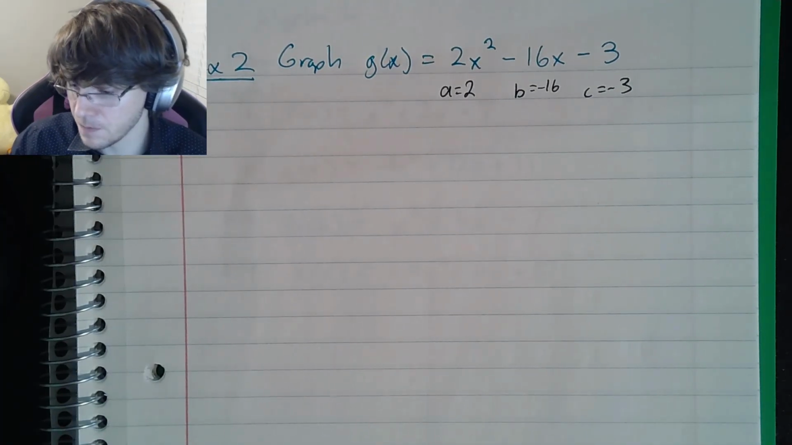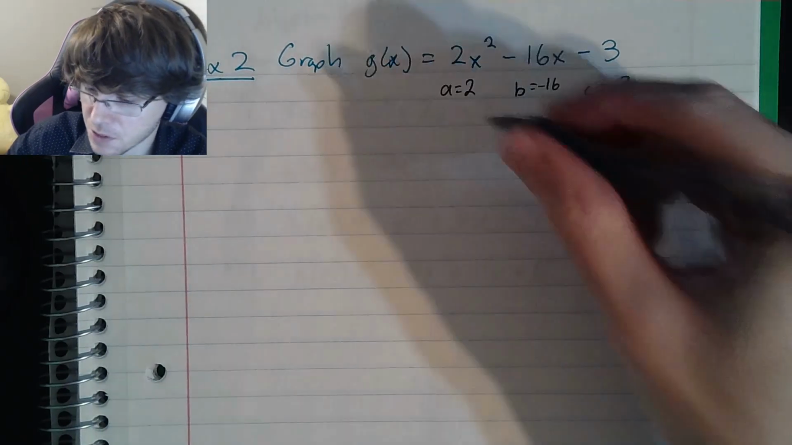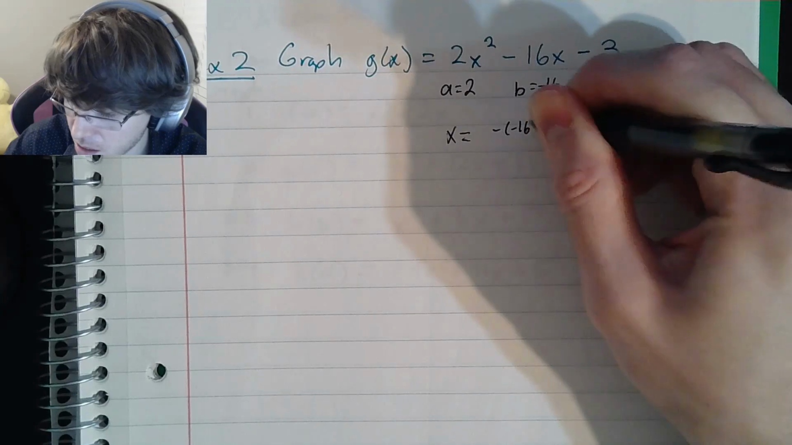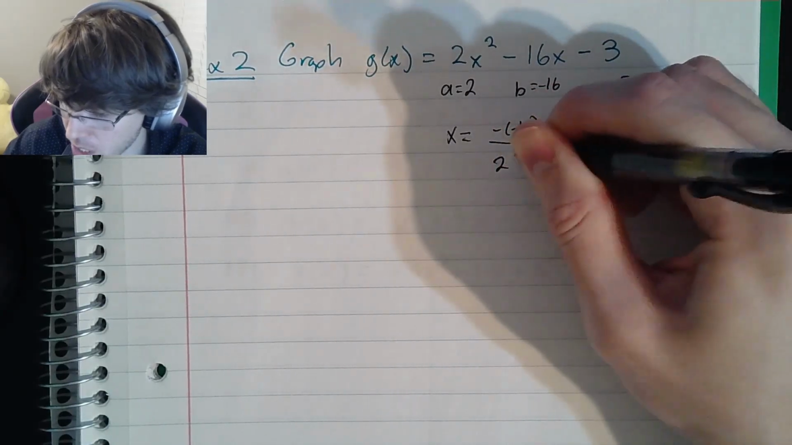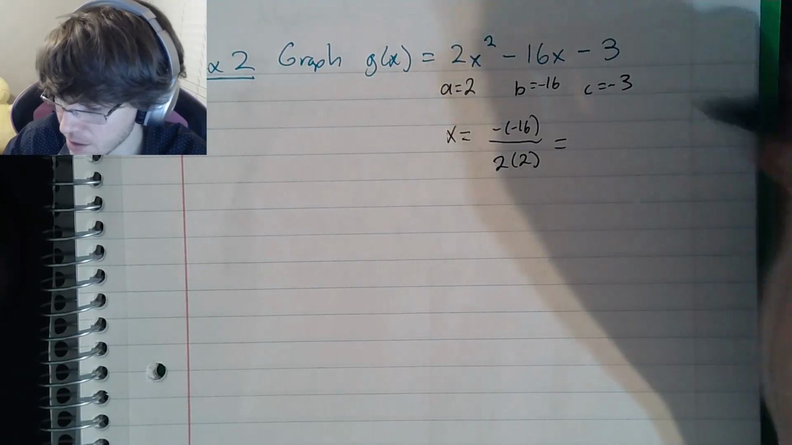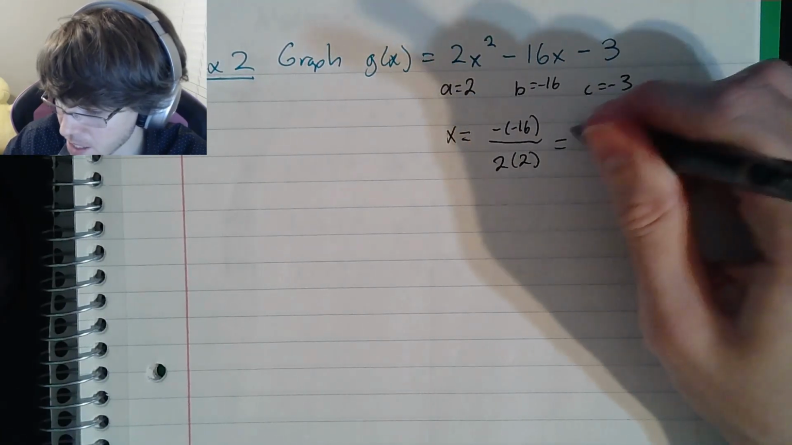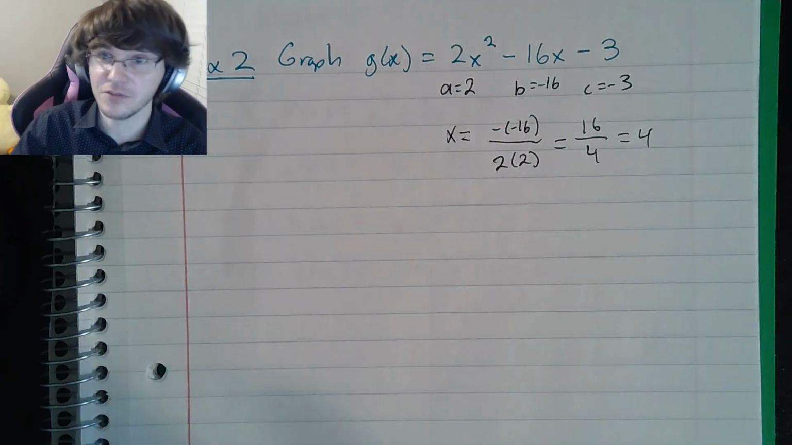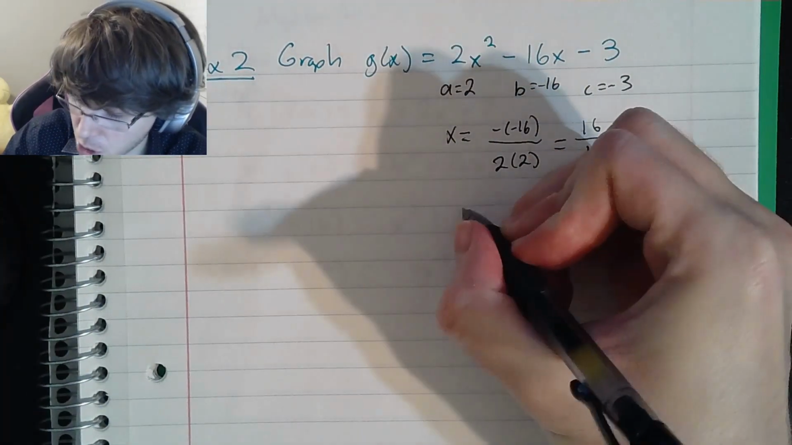So here we go. We're finding our axis of symmetry first. We're going to write down x equals negative b over 2a. And we get, did I make it 4 again? Well, I guess I did, because negative negative 16 is 16 divided by 4, you get 4. It's not going to be 4 every time, but it's 4 again in this problem.